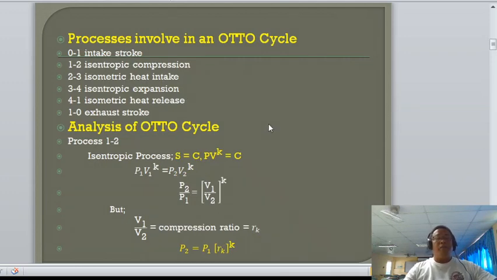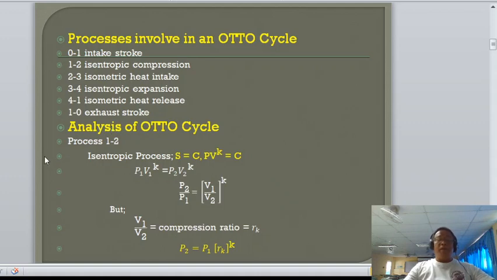Okay, so let us now go to the analysis of the Otto cycle. Considering the process between 1 and 2, that is isentropic, we will notice that the equation for isentropic is PV raised to k equals constant. From the diagram, this can be written also as P sub 1 V sub 1 raised to k equals P sub 2 V sub 2 raised to k. Or rearranging the equation, P sub 2 over P sub 1 is equal to V sub 1 over V sub 2 raised to k.